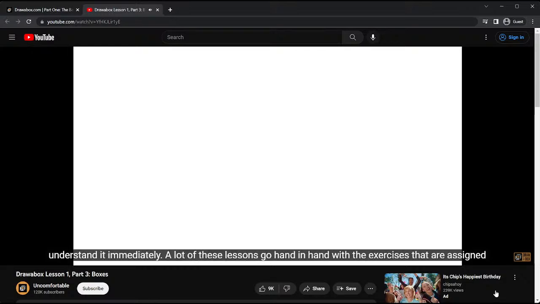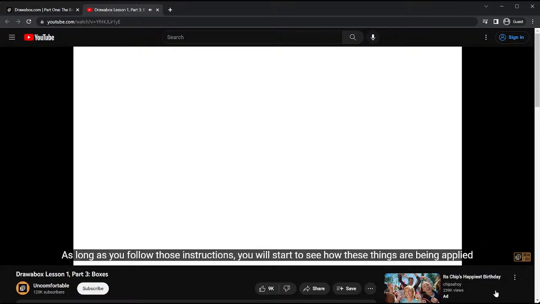A lot of these lessons go hand in hand with the exercises that are assigned, and you don't have to understand exactly what you're doing before you start the exercises. The exercises have fairly clear instructions, at least the earlier ones do, and as long as you follow those instructions, you will start to see how these things are being applied, and your understanding will improve over time.